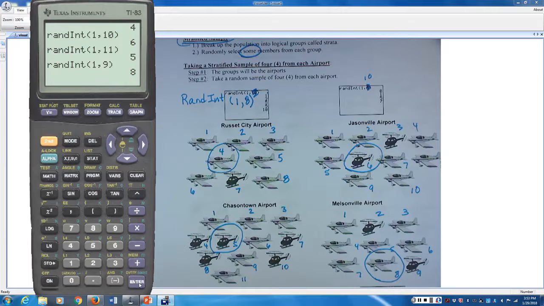That's right. The airports have different numbers of aircraft. So actually the Russet City Airport, their aircraft have a less chance. They have a 1 in 8 chance, or a 1/8 chance of being selected for the sample. Whereas Chasentown, they have a 1/11th chance, which is a lot less. So Russet City has an advantage. Okay? Does that make sense? Does anybody have any questions?